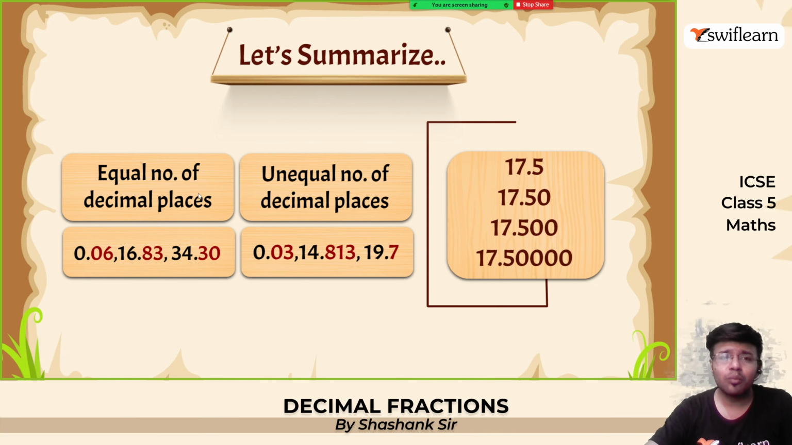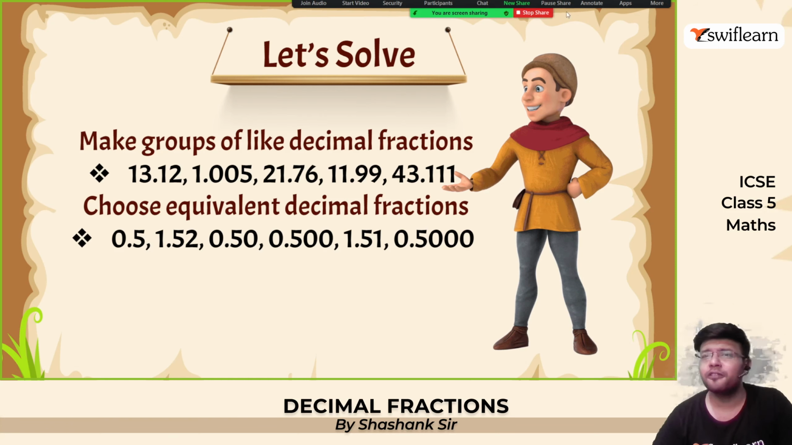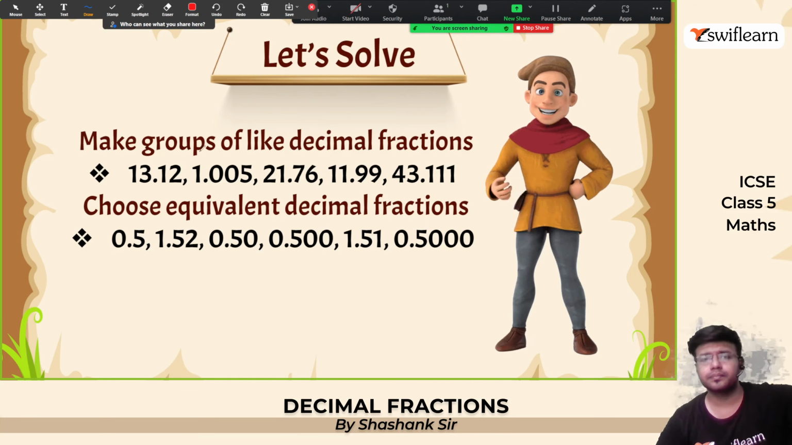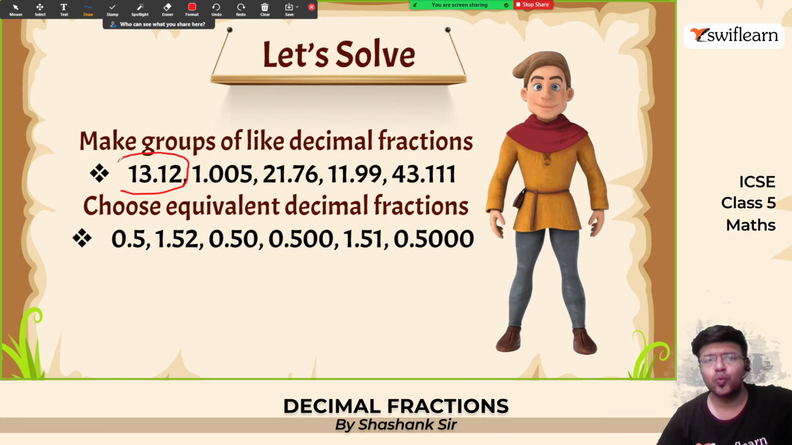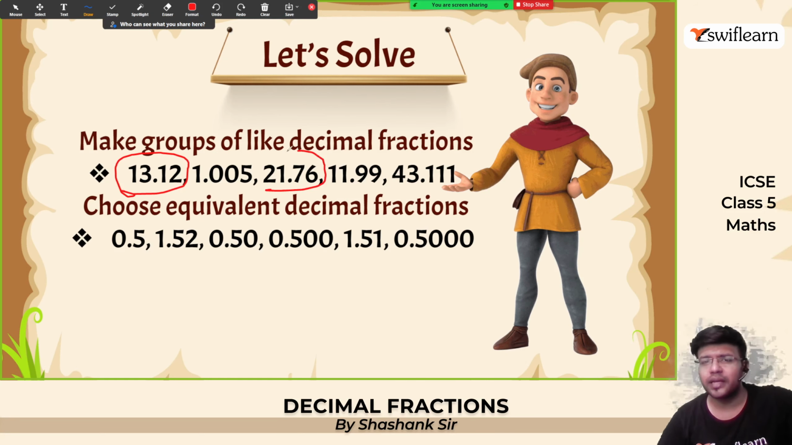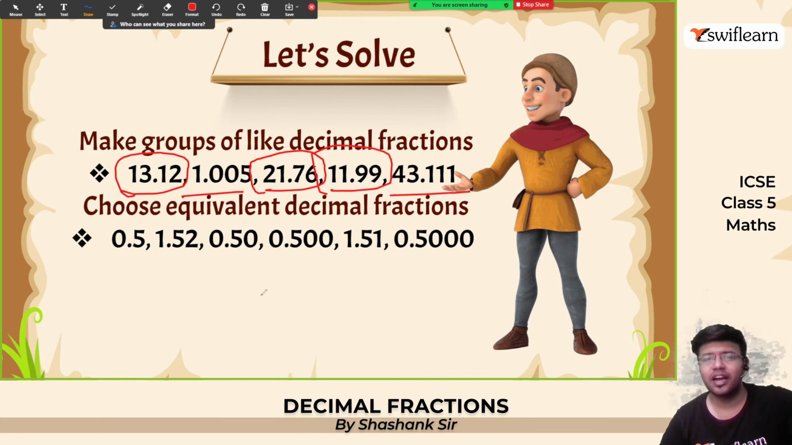Equal number of decimal places, these are like fractions, these are unlike fractions, and these are equivalent fractions. So let's solve, make a group of like decimal fractions. It should have 2, 2. Till 2 places, I'm going to circle it. Till 3 places, I'm going to underline it. See, I've made a group.